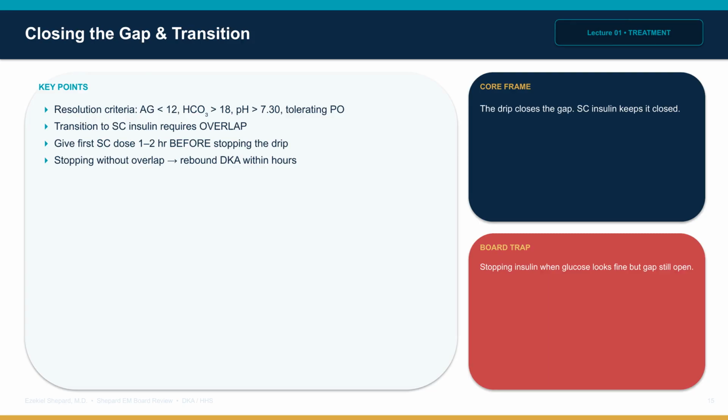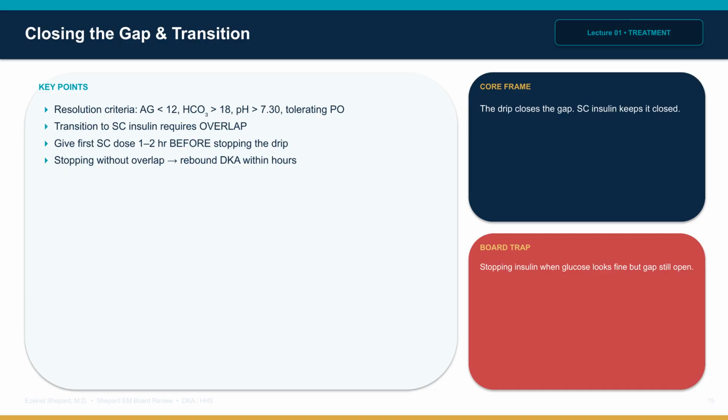Resolution of DKA is defined by closure of the anion gap, not by normalization of glucose. Criteria for resolution include anion gap less than 12, bicarbonate greater than 18, a pH greater than 7.3, and the ability to tolerate PO. At that point, transition the patient to sub-Q insulin.